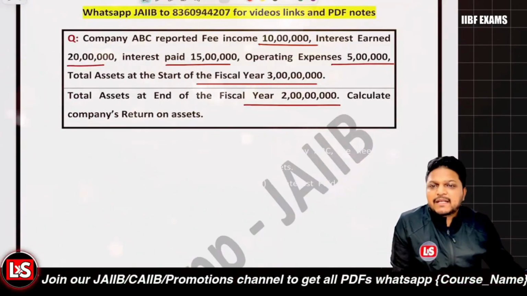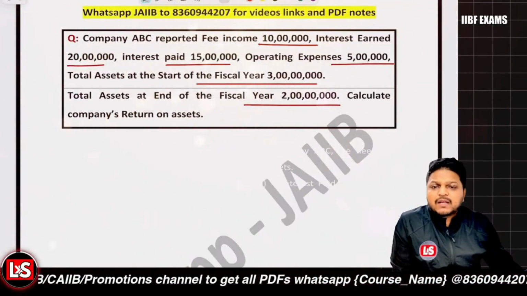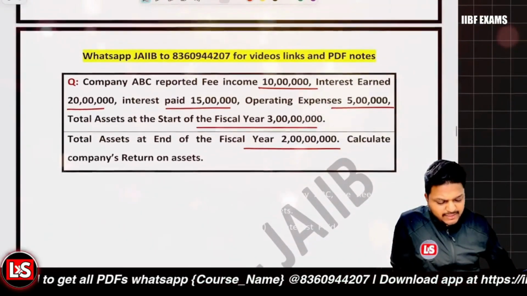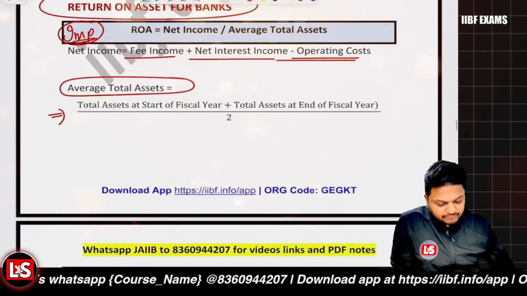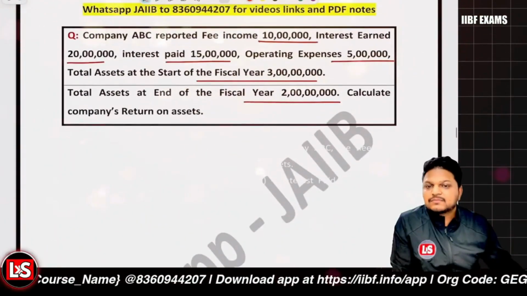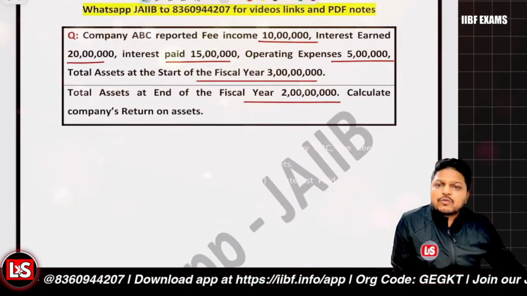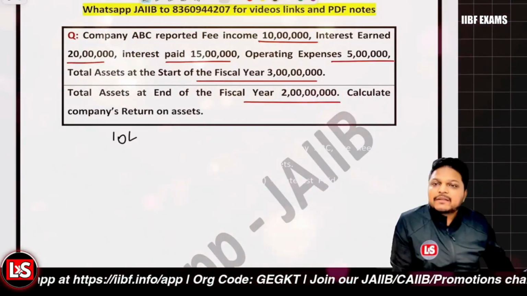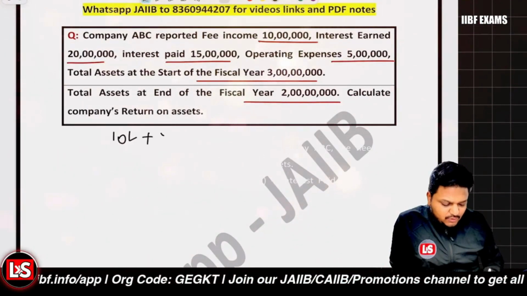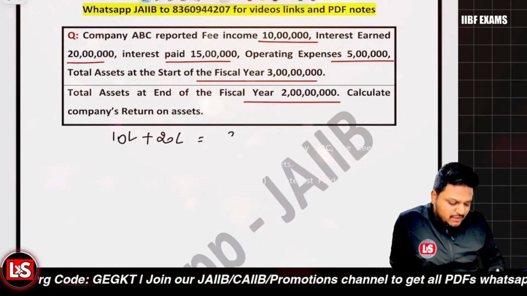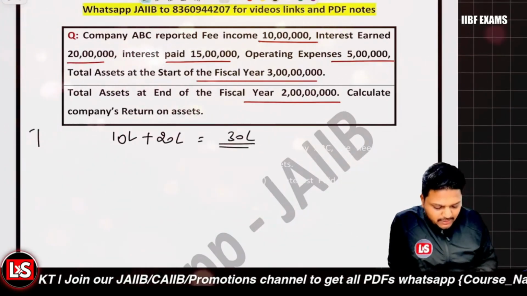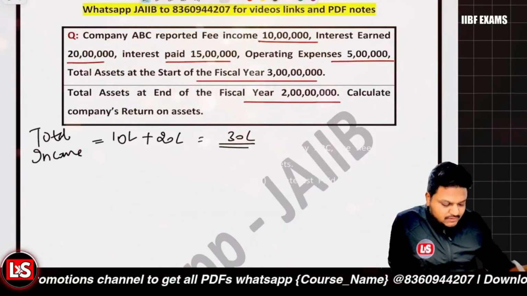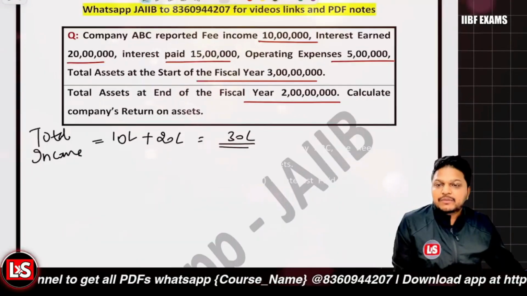It is net income. What is the formula? Net income divided by the average total assets. That was the formula. And how are we going to calculate it? Our fee based income is 10 lakh, right? Interest income earned is 20 lakh. So total income earned is 30 lakh rupees. This is the total income that we have earned.